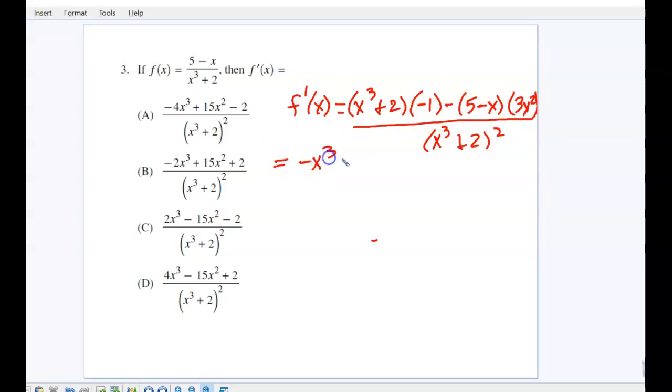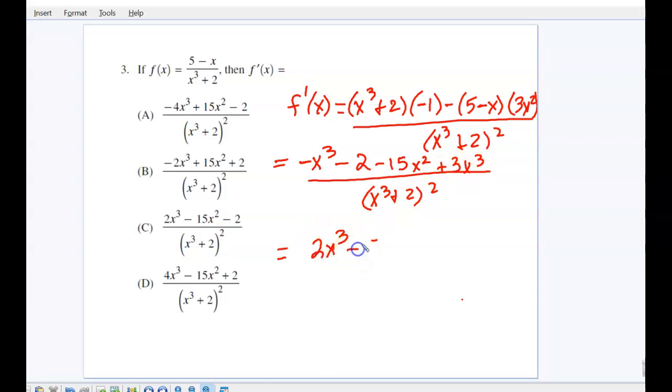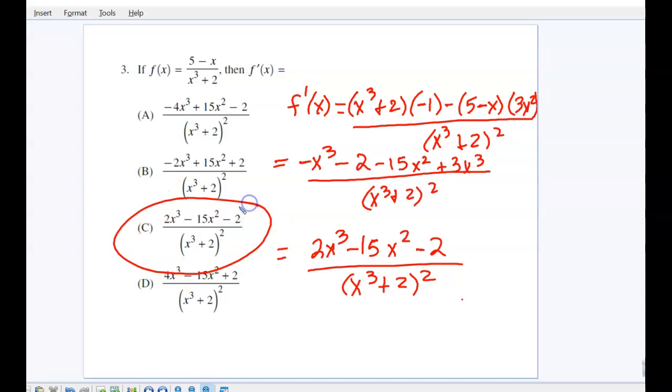Distributing the negative 1, I get negative x cubed minus 2. Distributing the 3x squared in the negative, I get negative 15x squared plus 3x cubed, and this is all over (x cubed plus 2) all squared. And collecting like terms, I'm going to get 2x cubed minus 15x squared minus 2, all over (x cubed plus 2) all squared. So my final answer appears to be choice C.